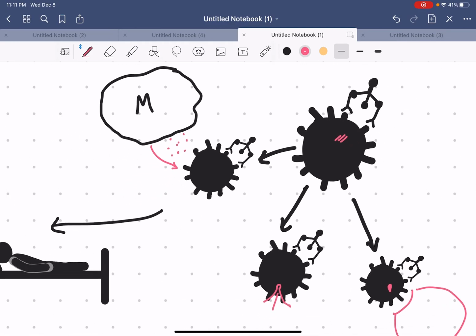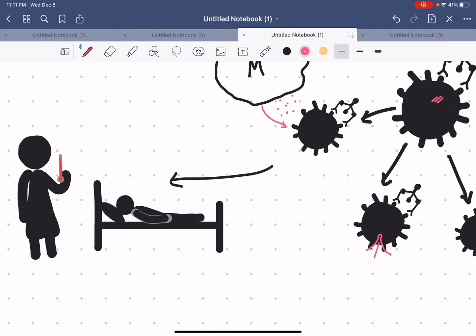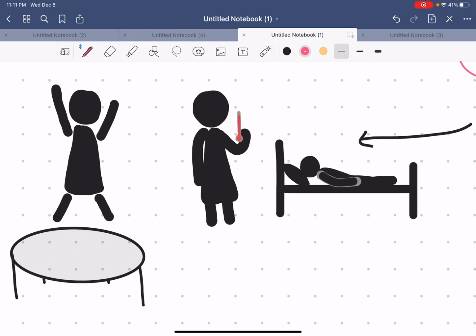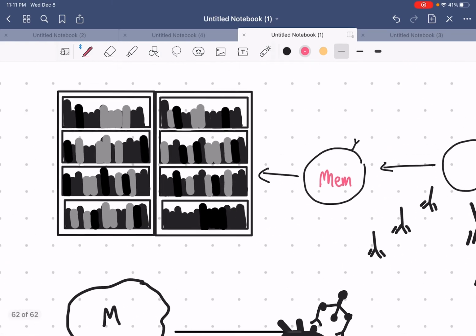This doesn't come without symptoms. All of these cells take quite a bit of energy to use and result in people feeling fatigued and tired. They also group up in the areas of inflammation and can cause fever and swelling. However, not all people have the same symptoms or are sick for as long, and this brings us back to the memory B cells.